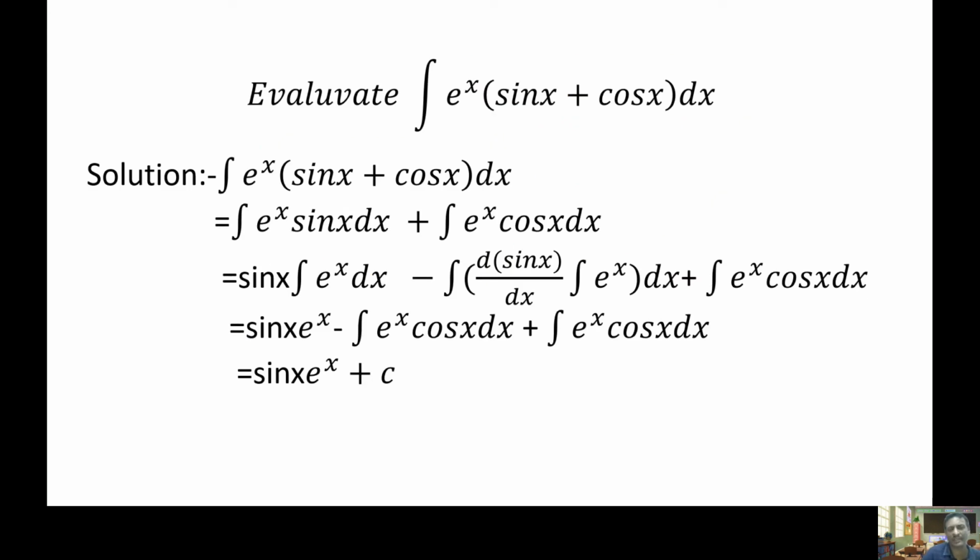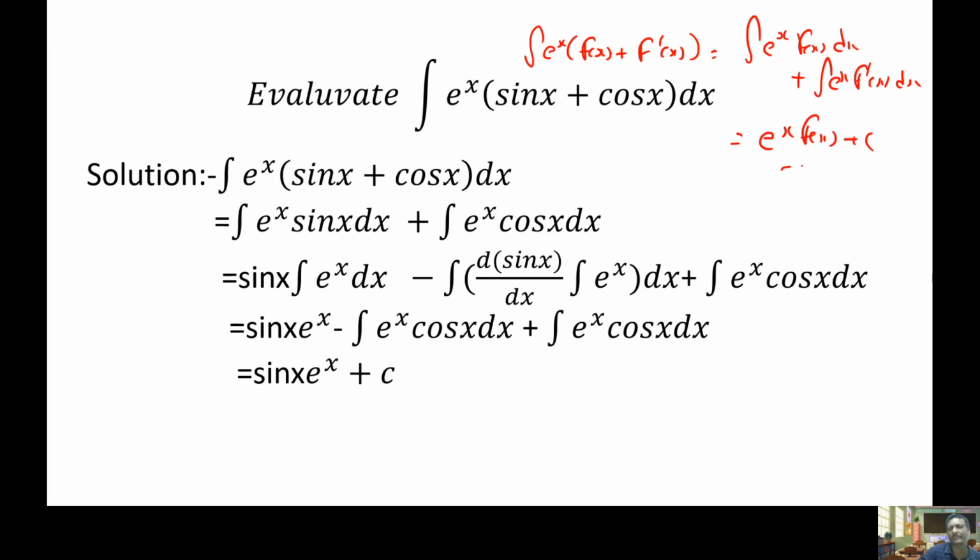Next, integral e raised to x into sin x plus cos x. So always remember this formula, integral e raised to x into f of x plus f dash x is equal to integral e raised to x f of x dx plus integral e raised to x into f dash x dx. Its answer is always e raised to x into f of x plus c. So here sin x is the function and cos x is the derivative.